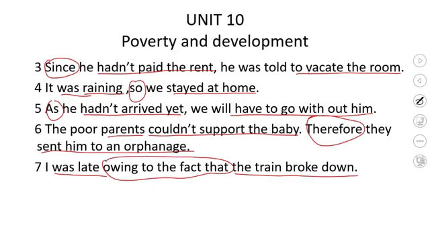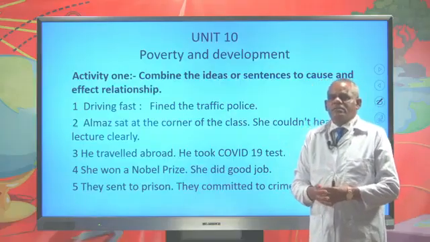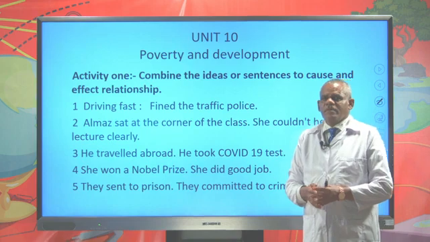Now, I would like to give you this activity. Combine the ideas or sentences to form a cause and effect relationship.